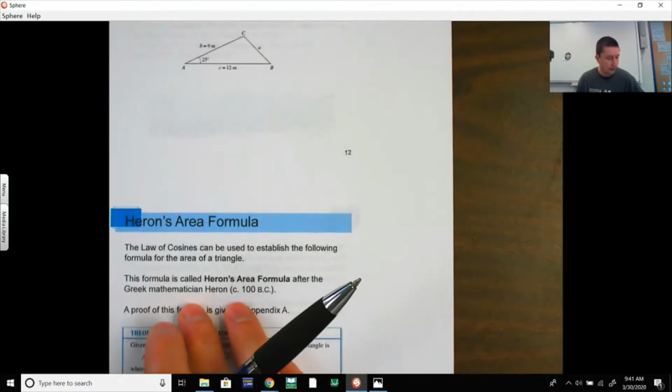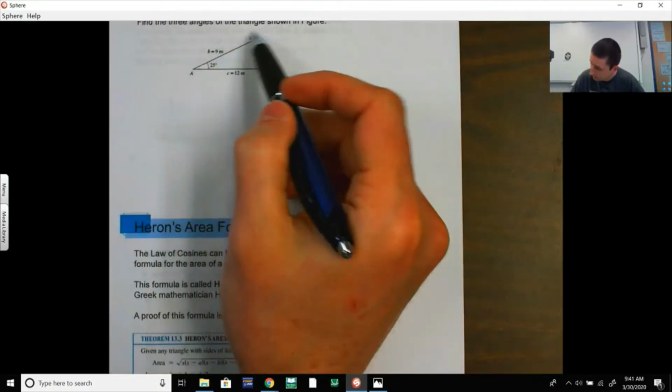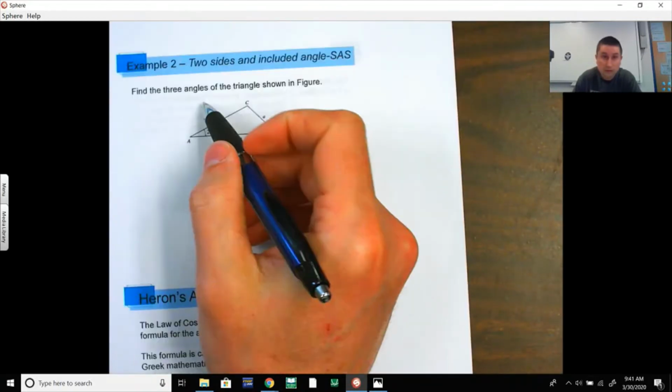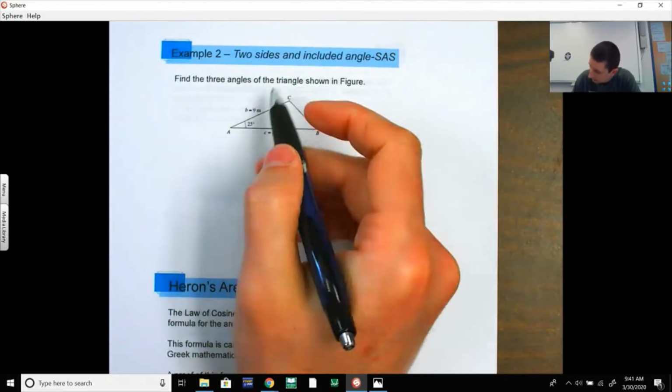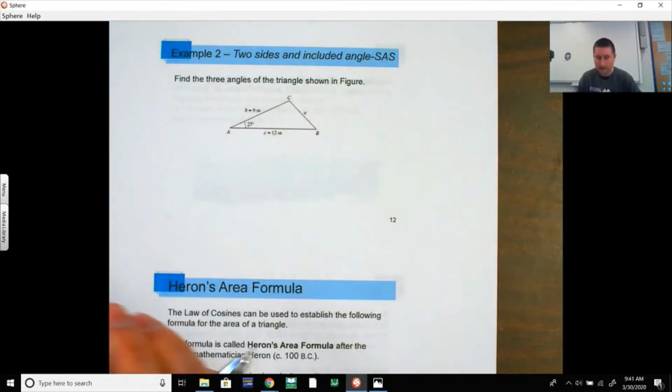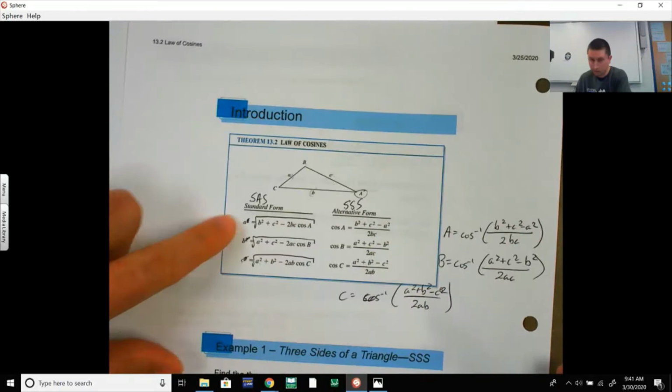Okay, find the three angles of the triangle shown in the figure. Well, okay, I didn't change that wording. Sorry, there we go. Find the three angles. We already have an angle. So here we have side angle side. That means we're going to be using this formula here.